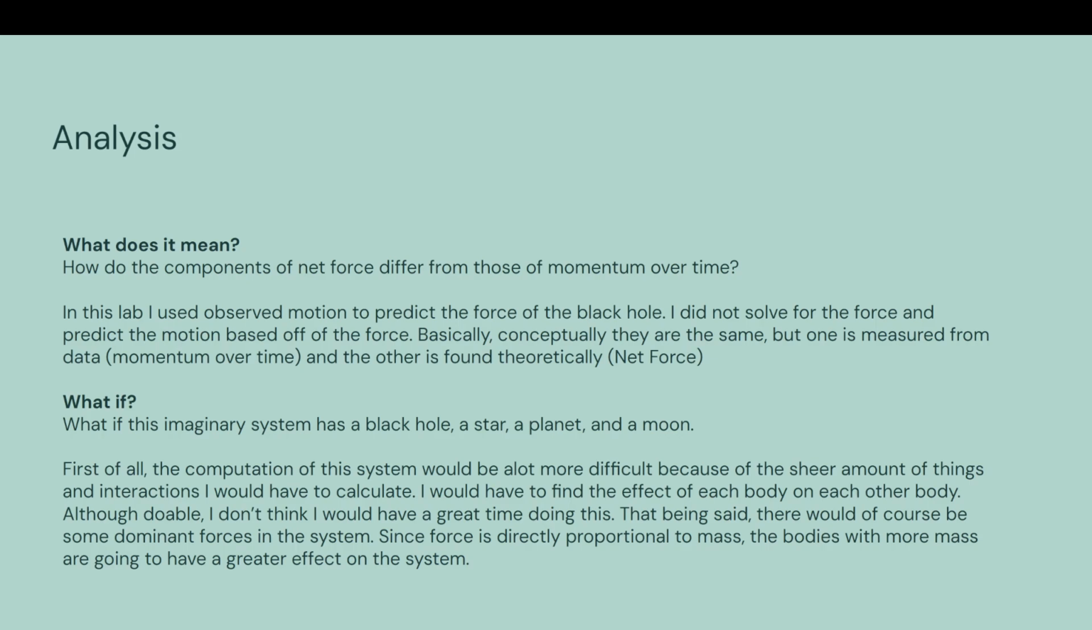I would have to find the effects of each body on each other body, and although doable, I don't think I would have a great time doing this, but there would of course be some dominant forces in the system. Since force is directly proportional to mass, the bodies with more mass are going to have a greater effect on the system. So the sun, the black hole, and the planet are going to affect the ship a lot more than the ship is going to affect the black hole. Anyways, that's my lab. I appreciate you for listening.